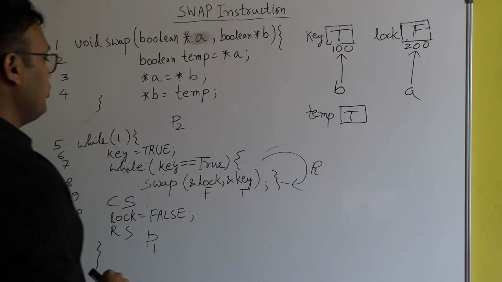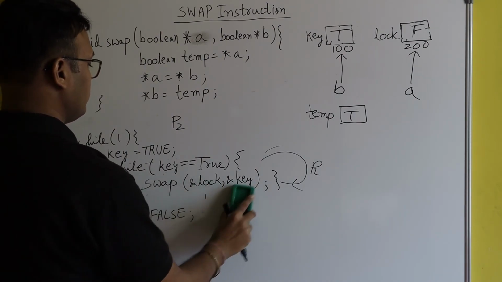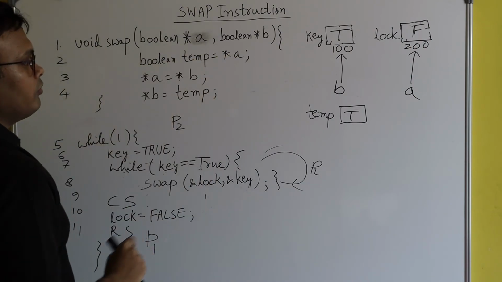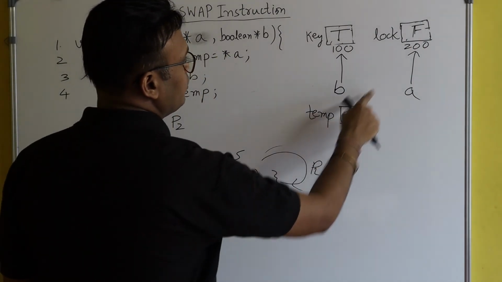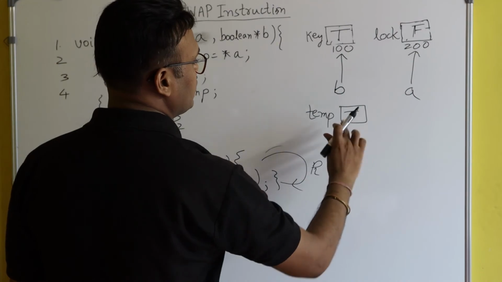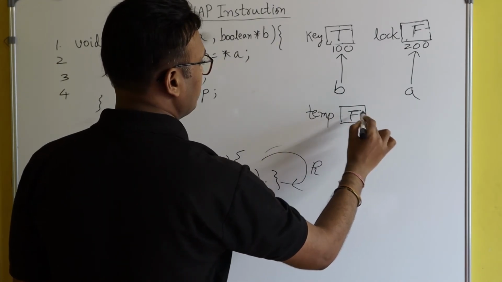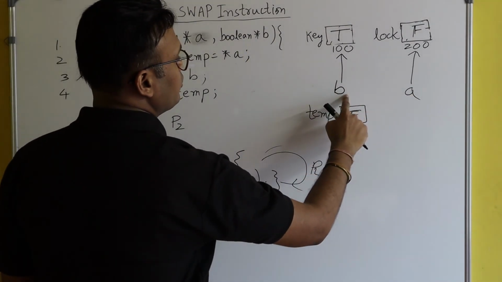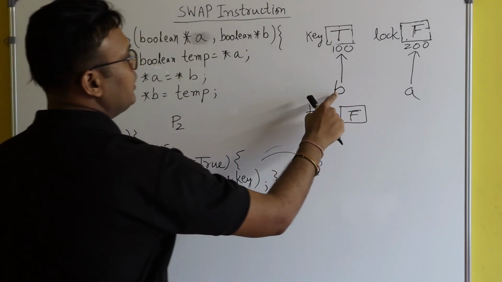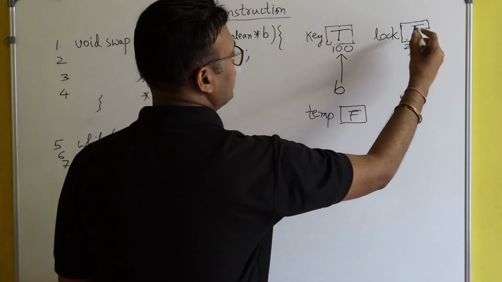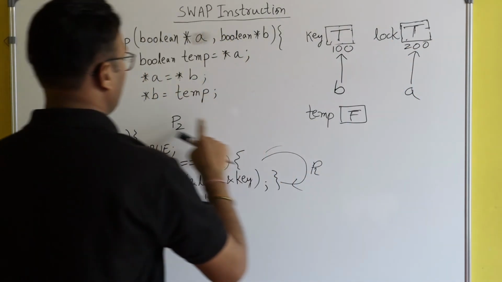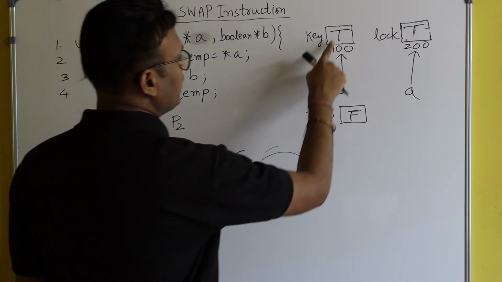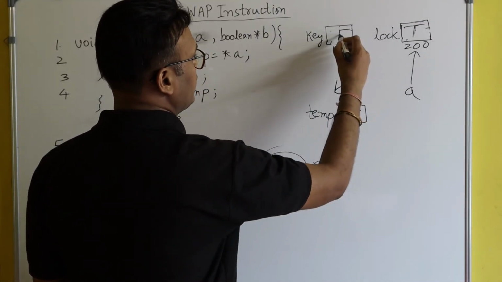Now you see, Boolean temp is equal to star of A. What is star of A? False. Star of A is equal to star of B. What is star of B? True. So now star of A is true. And star of B is equal to temp. Now star of B will contain this temp value, that is false.